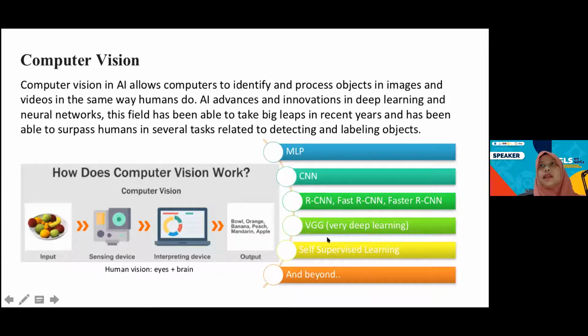And at Oxford, they have VGG, a very deep learning method. This VGG is like a laboratory that researches computer vision object detection with deep learning. They call it VGG, Visual Geometry Group. And also the last method is self-supervised learning. It's like supervised learning, but it learns by itself how this data can be learned for making decisions. Self-supervised learning is similar to reinforcement learning. And there are still many more, because research goes on day by day, and there are many innovations in computer vision.